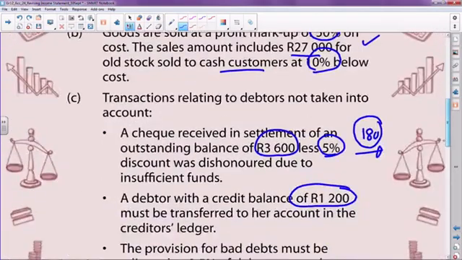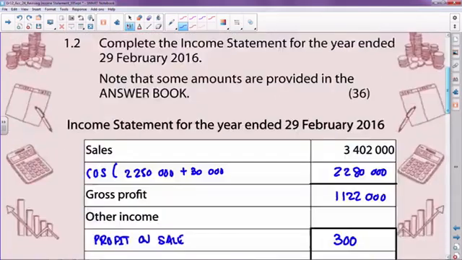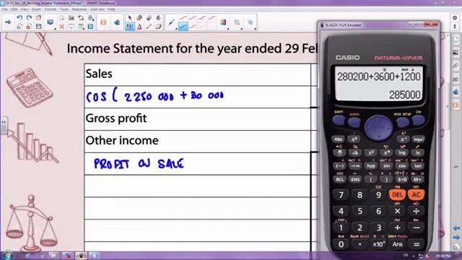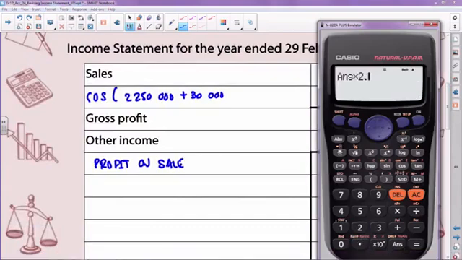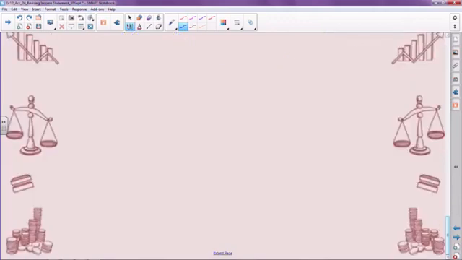I need to find out what was my adjustment entry. I'm told that the provision for bad debts must be adjusted to 2.5% of debtors control. So once again, coming back here, times 2.5%, and it gives me a figure of 7125. Right, watch this here. 7125 is my new provision figure.